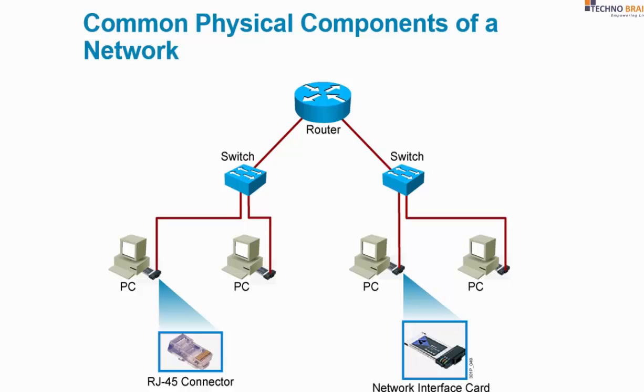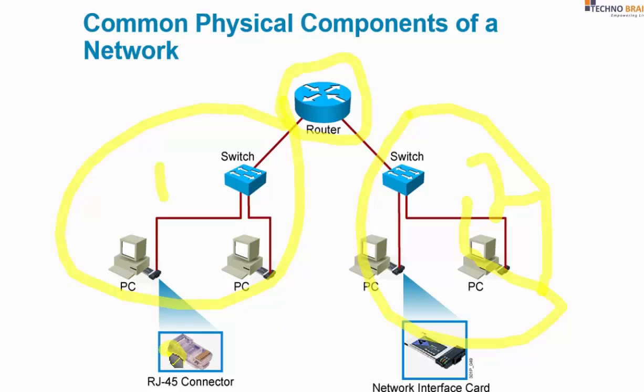So we have common physical components of a network, and the first of these components is the router. Our router connects our network and a second network. You can see we have 2 networks here that are connected by our router. A router creates what we call broadcast domains. So this is one broadcast domain and this is another. Any data that comes from point 1 here will be stopped here, and the same thing here. So we are basically talking about having 2 broadcast domains.